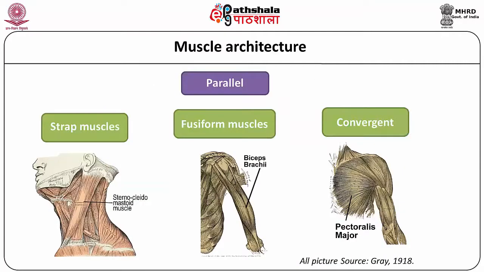Here I have shown some of the examples of parallel arrangement of the muscle fibers. You can see the strap muscle. One great example is the sternocleidomastoid muscle of the neck. This muscle causes neck motion in the side direction. Biceps is the best example of a fusiform muscle, and a convergent muscle example is pectoralis major. It looks like a fan, as if the fan handle is the humerus and it is spreading to the chest.